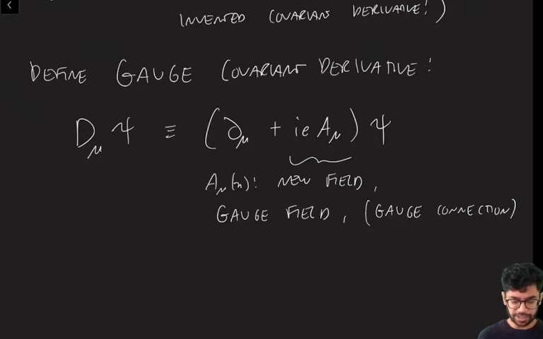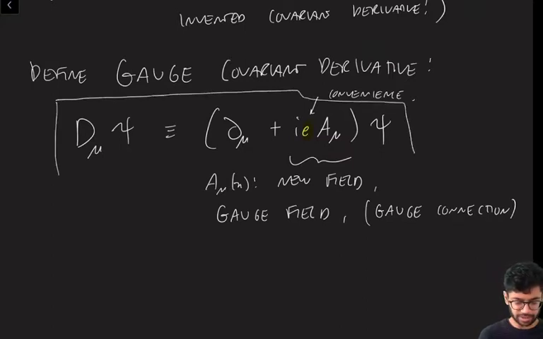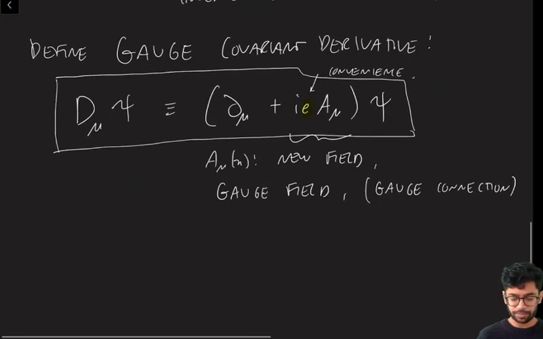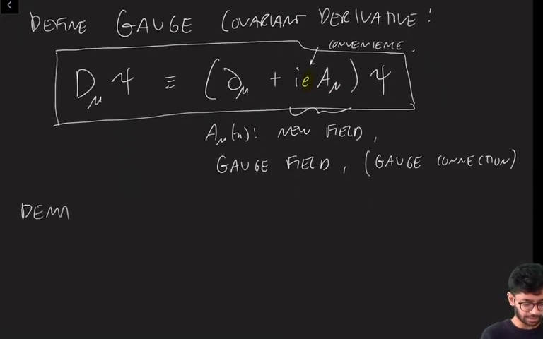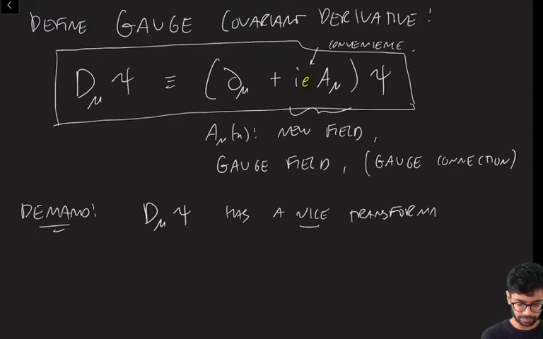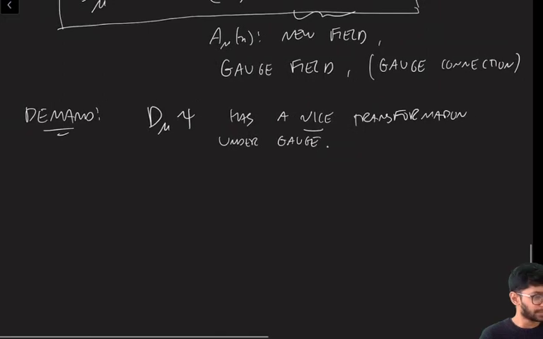And also, there's this factor e here. I've chosen to take this factor e out just for convenience. This is purely a definition of the normalization of A. For convenience, I've taken a factor of e out of this thing. But this defines the gauge covariant derivative as well as the gauge field. Okay. So now, here's what we're going to do. We are going to demand that d mu psi has a nice gauge transformation property under gauge transformations.